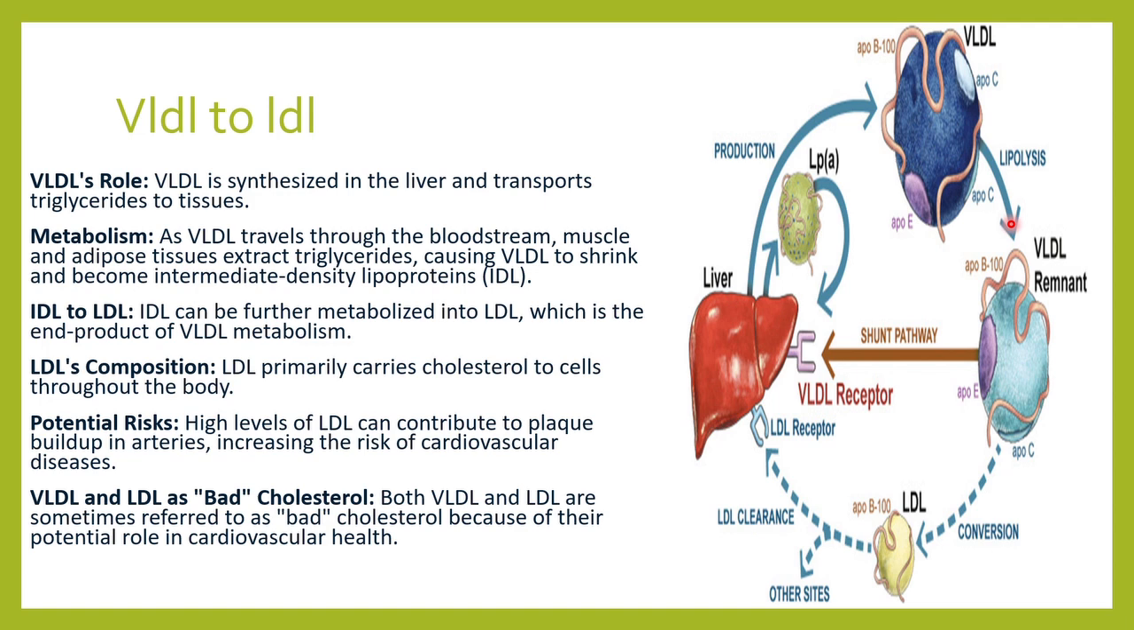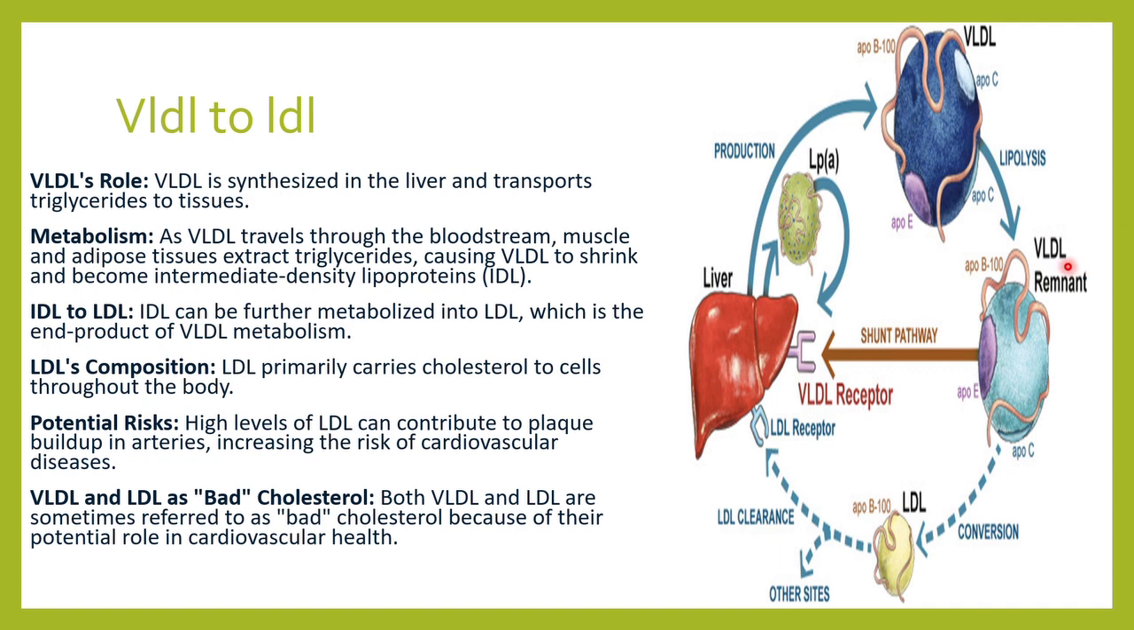So what happens is, this car carrying the triglyceride, the VLDL car, when it is traveling in the bloodstream, will deliver it to the muscles and to the adipose tissue, wherein once the triglyceride is taken away, the density of this VLDL molecule will decrease, and it will become intermediate density lipoprotein. This intermediate density lipoprotein can be further metabolized to low density lipoprotein. So this LDL is the end product of VLDL metabolism.